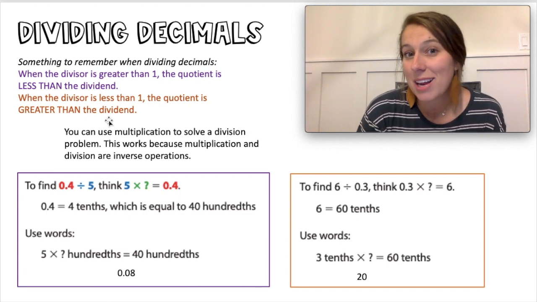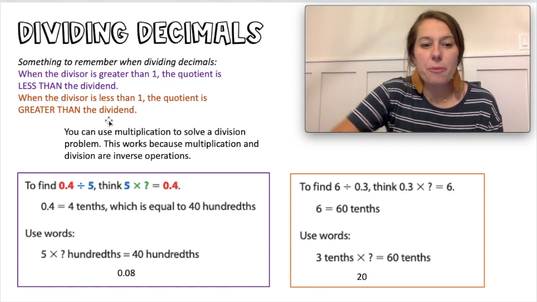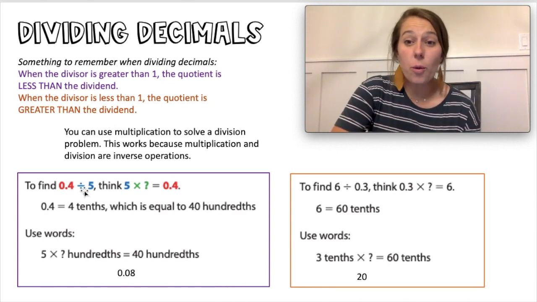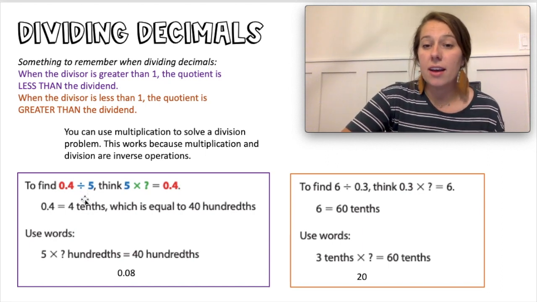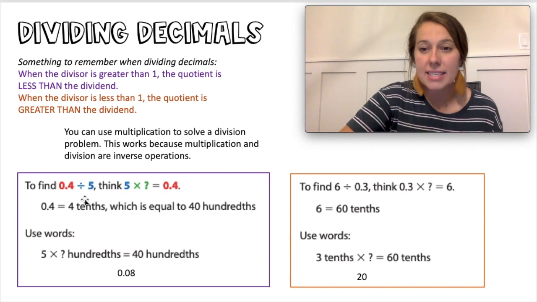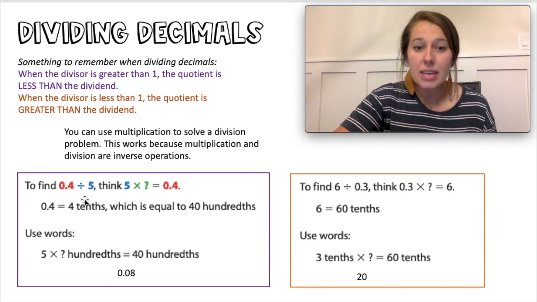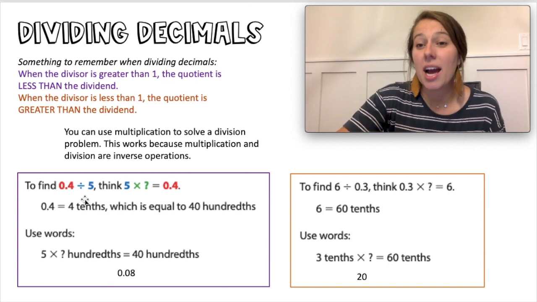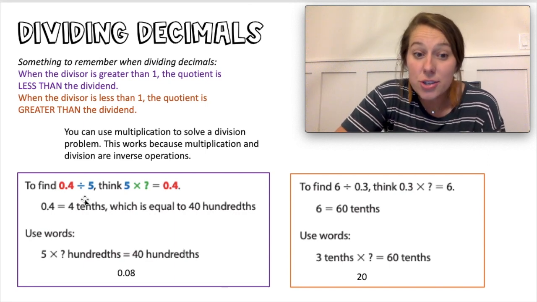What does inverse mean? Do you guys remember? It means opposite, right? So, to find 4/10 divided by 5, we're going to think, okay, 5 times what could give me 4/10? So we're going to break that 4/10 down, and we're going to think about it as 40 hundredths. You're probably thinking, how is it 40 hundredths?